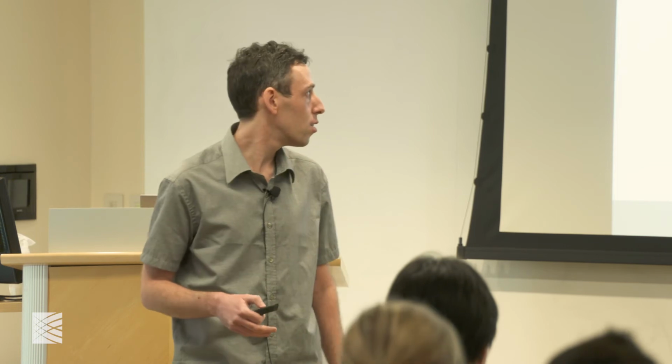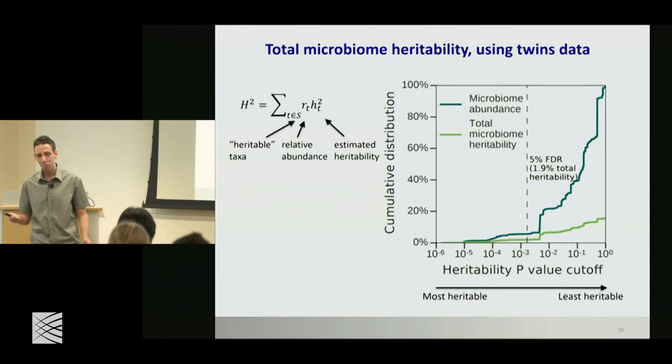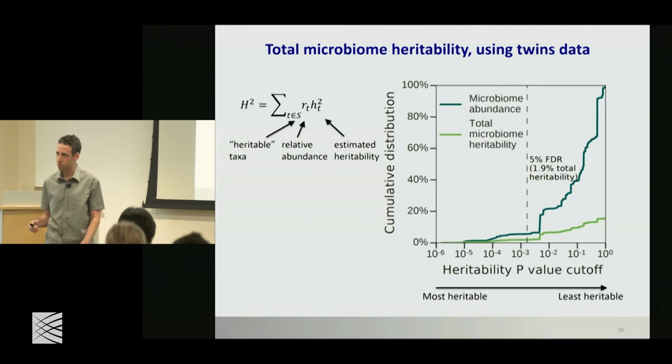Yeah. What's the jump in the blue curve somewhere between 10 to the -2 and 10 to the -1? That's a good question, but I don't know. Actually, I don't remember. Some very abundant taxon. But we can check it. I don't remember.